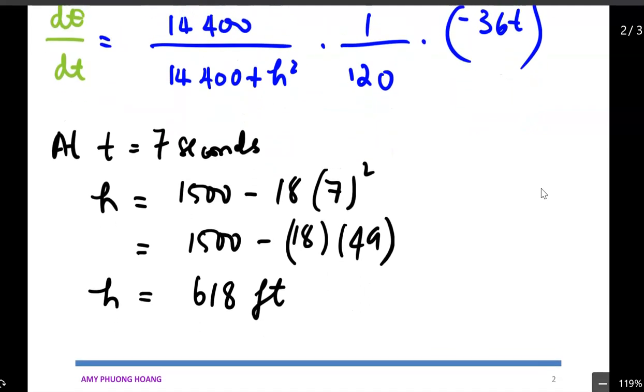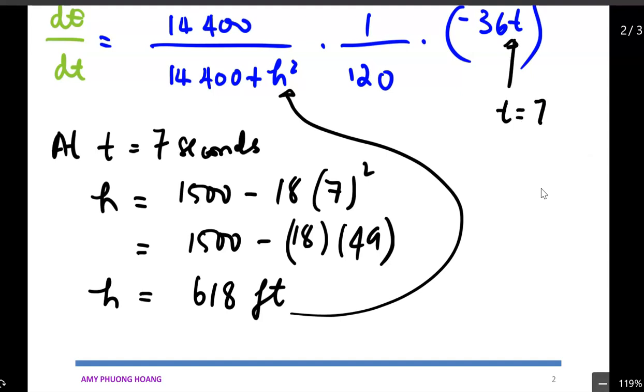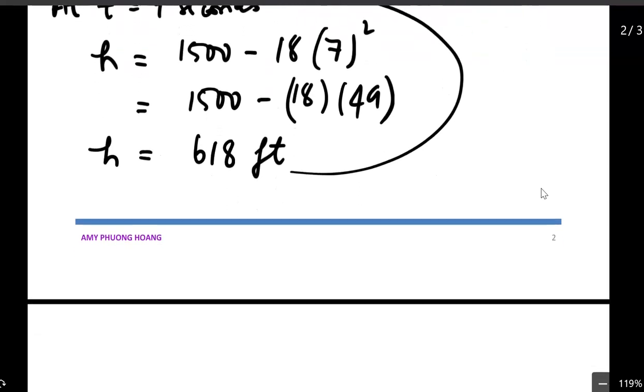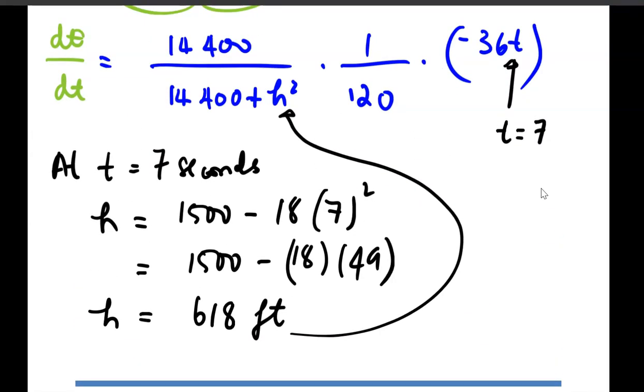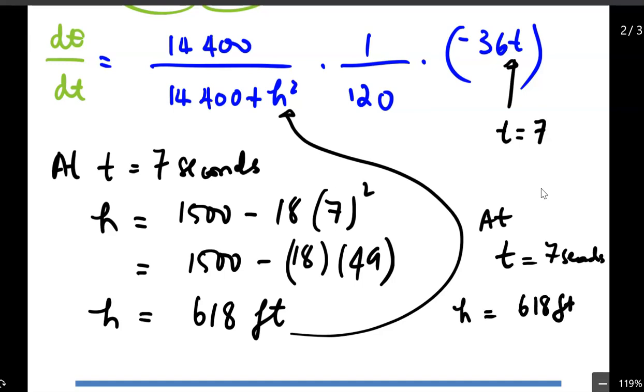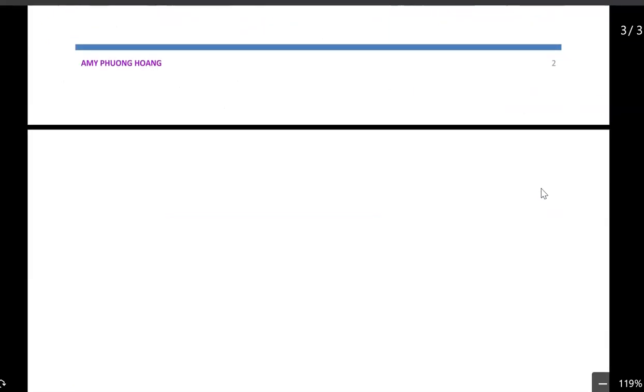So what you do is you are going to substitute this into here, and you also substitute t equal to 7 seconds, because that is the corresponding value. So at t equal to 7 seconds, h will be equal to 618 feet. So let's substitute that in to see what we get.